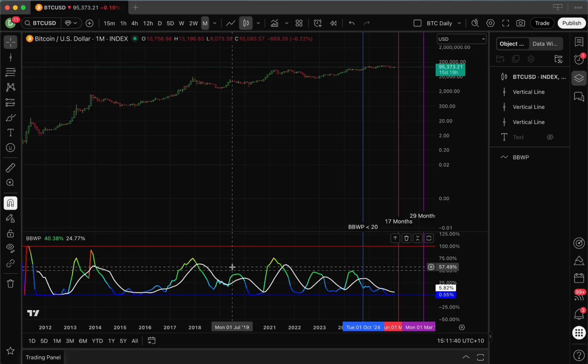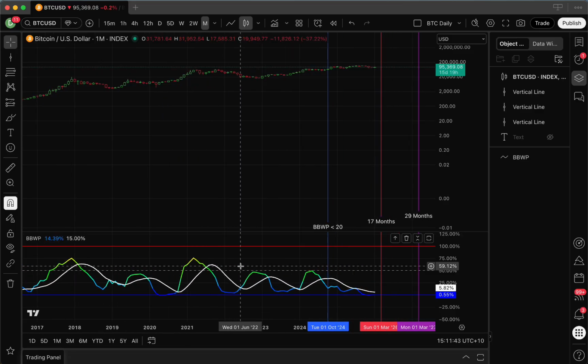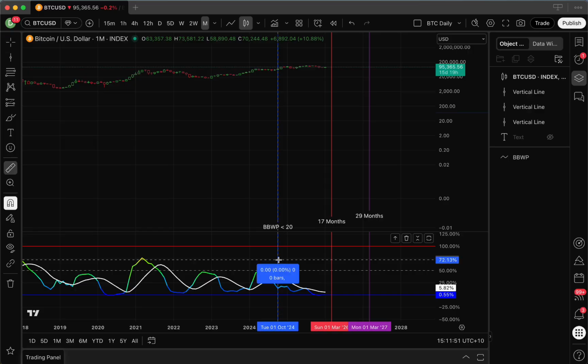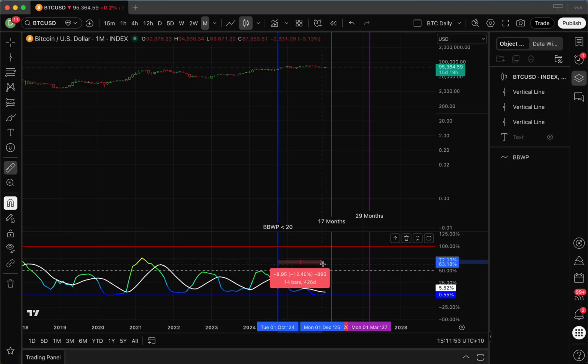This current compression phase that we're on, as I mentioned in the last video, is now on month number 15. This blue bar here, you can see BBWP less than 20, is the start of the compression. And if we get the measuring tool up, you can see that January takes us on to number 15, which is considerably longer than the mean.